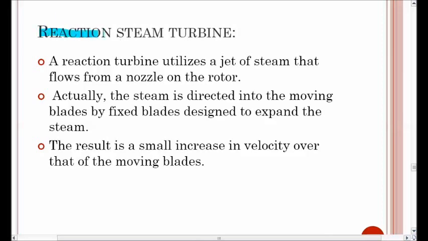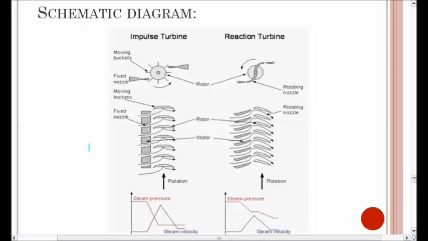So what's a reaction type steam turbine? A reaction turbine utilizes a jet of steam that flows from a nozzle on the rotor. Actually, the steam is directed into a moving blade by fixed blades designed to expand steam. The result is a small increase in velocity wherever that of a moving blade. So here in the schematic diagram we can see the differences between an impulse and a reaction turbine, to understand the basic fundamental on which a turbine rotates.